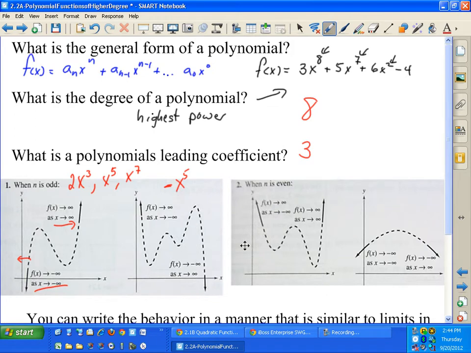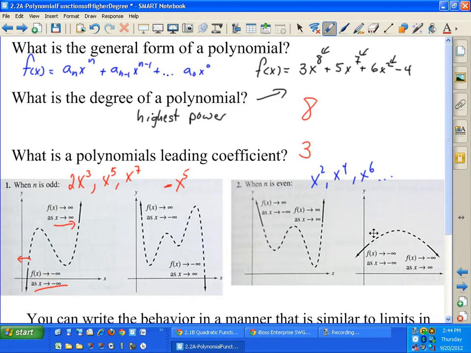So then if it's even, like x squared, x to the 4th, x to the 6th, and so on, this guy is x squared and this one's x to the 4th of some function. When it's x to the 4th, or an even power, you'll notice that as we go out to positive or negative infinity, we go to the same y values, either positive or negative infinity.